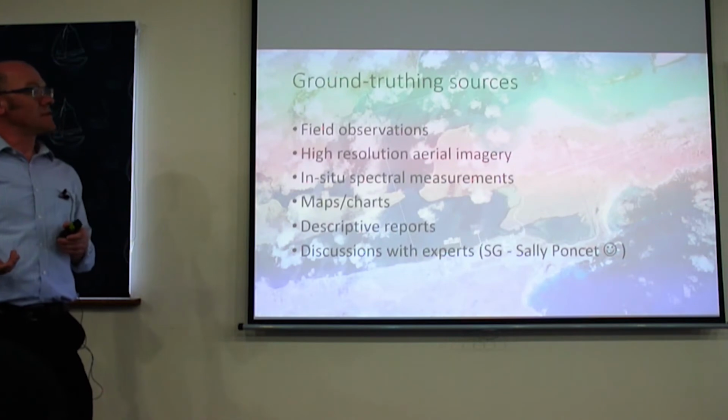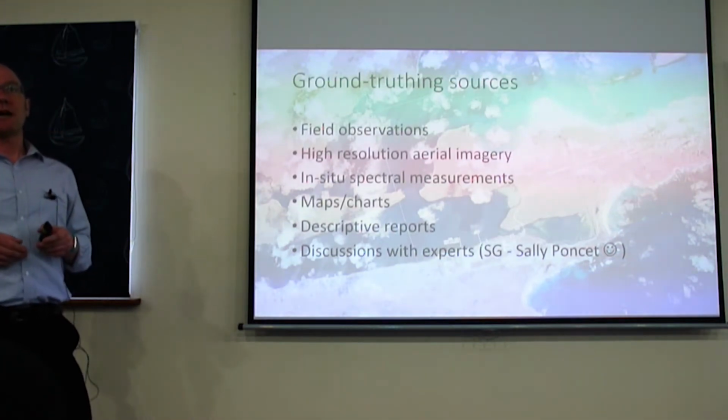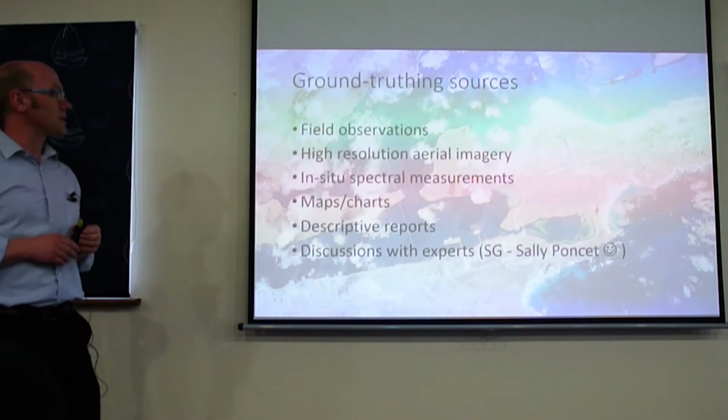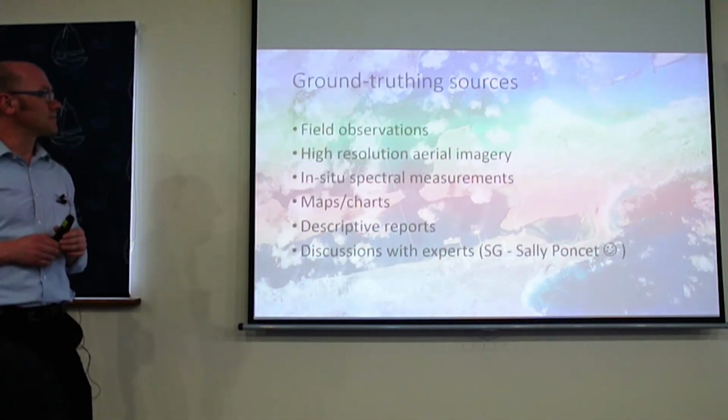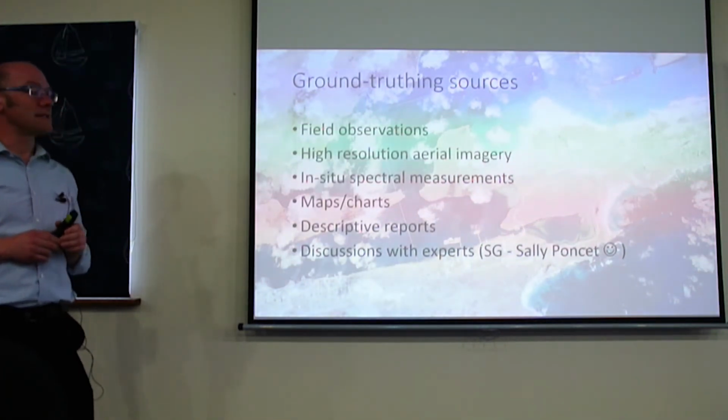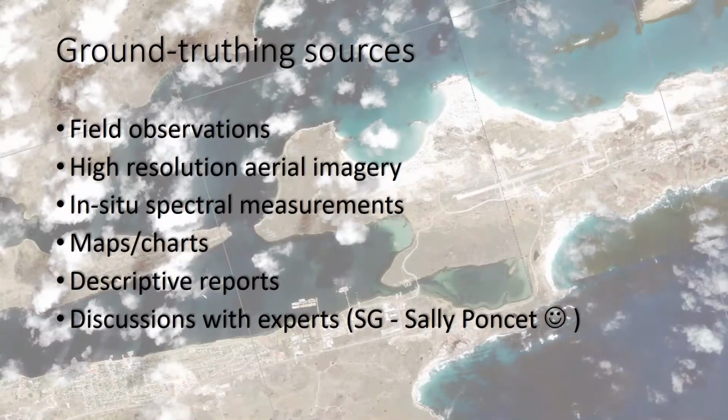High resolution aerial imagery. So we just talked about drone imagery and how we can use that to validate coarser level information such as Sentinel imagery. In situ spectral measurements. This is probably something Guan knows more about. We haven't done this within the project, but I guess when you're looking at different spectra, you can actually measure incident light at a particular point and use that to validate your maps in that way.